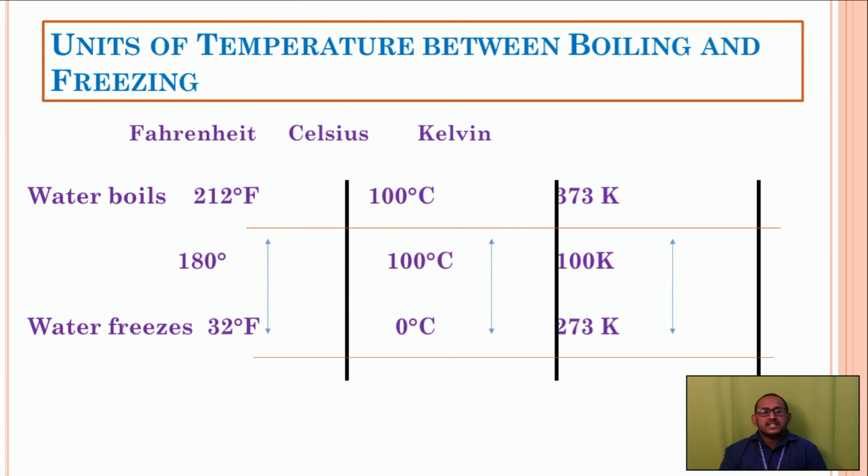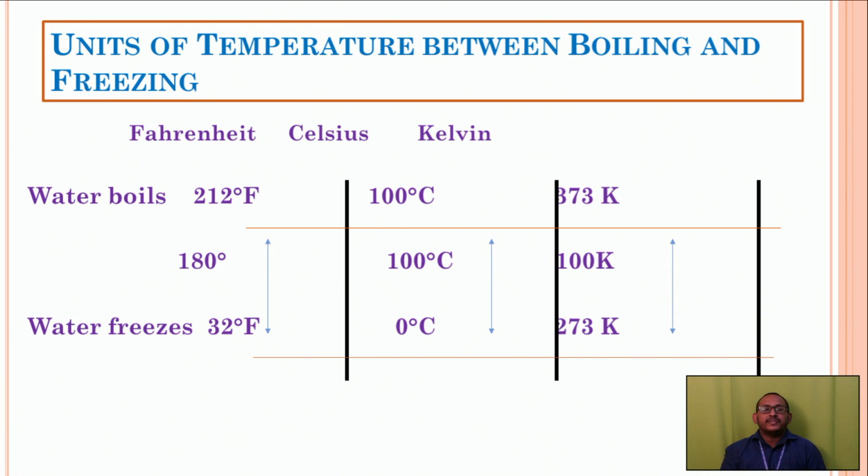If the water is boiling, the boiling point of water is 100 degrees Celsius. If we are going with Fahrenheit, the equivalent of 100 degrees Celsius is 212 degrees Fahrenheit. The boiling point is 100 degrees Celsius; in Fahrenheit it is 212 degrees Fahrenheit. And in Kelvin, the equivalent of 100 degrees Celsius is 373 Kelvin.